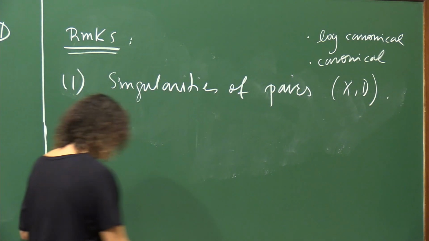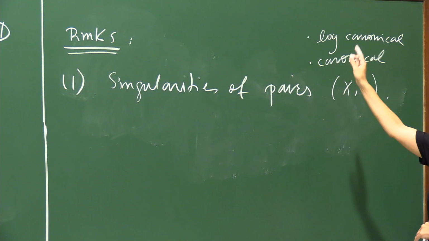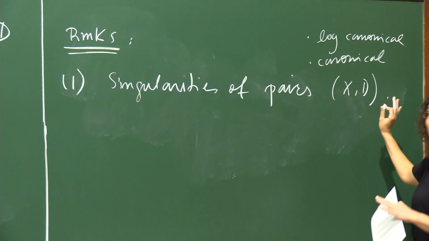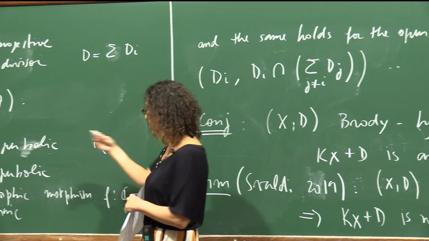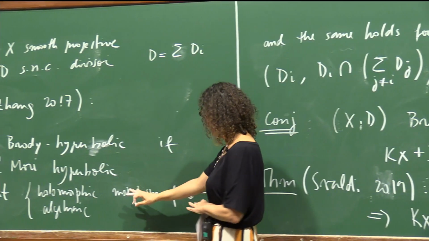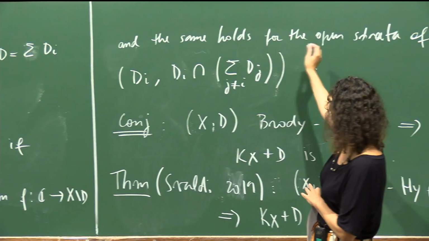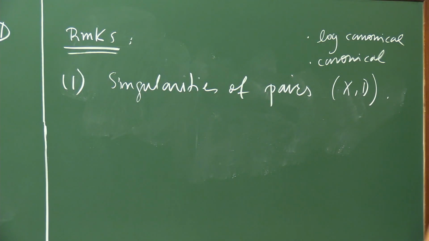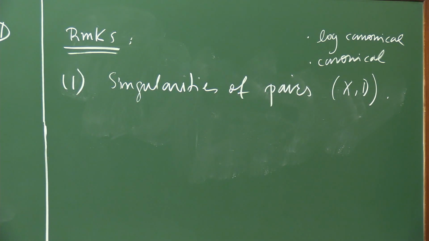But this is an extensive theory. And this is the first generalization. We drop that simple normal crossing condition and allow, say, for pairs with log canonical singularities. And then this definition of Brody and Mori hyperbolicity can be extended to this case, but the stratification that one gets here is slightly different. It's related to the non-KLT locus or log canonical locus, log canonical centers. But I don't want to say too much about that.